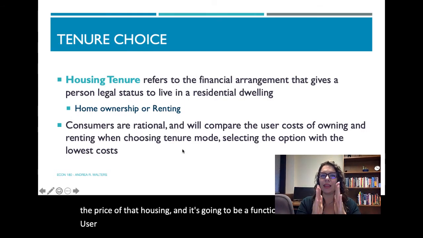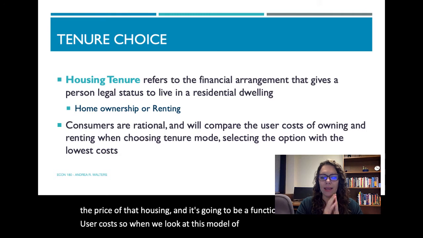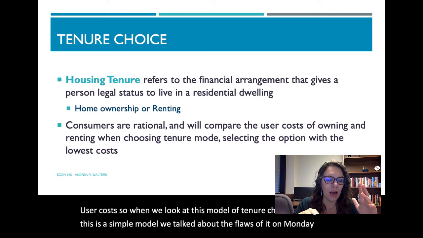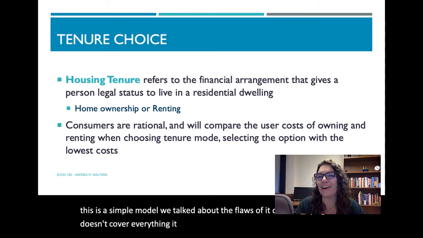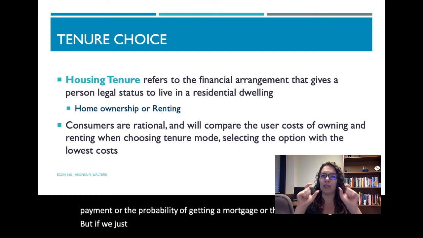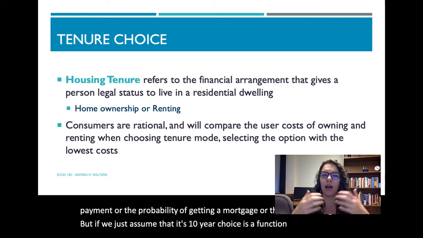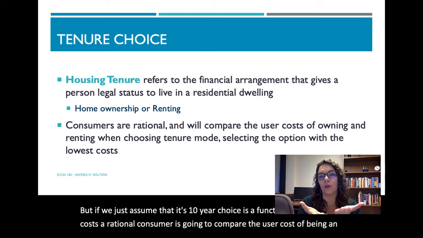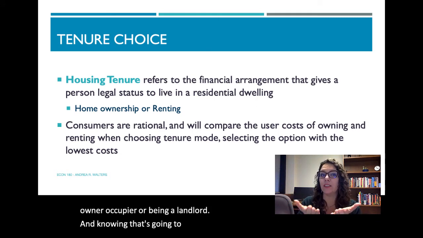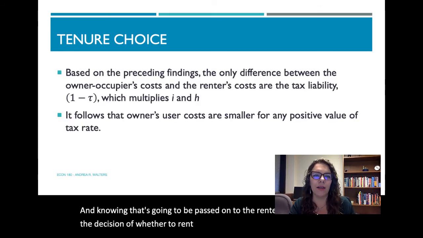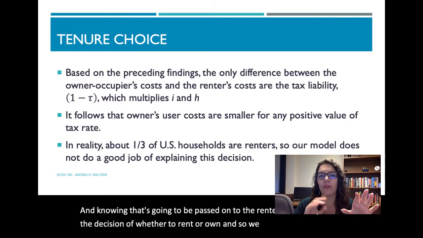So when we look at this model of tenure choice, and again, this is a simple model. We talked about the flaws of it on Monday, right? It doesn't cover everything. It doesn't yet talk about things like down payment or the probability of getting a mortgage or that kind of thing. But if we just assume that tenure choice is a function of these user costs, a rational consumer is going to compare the user cost of being an owner-occupier or being a landlord, and knowing that's going to be passed on to the renter when they make the decision of whether to rent or own. And so we model it based on the user costs of our individuals.